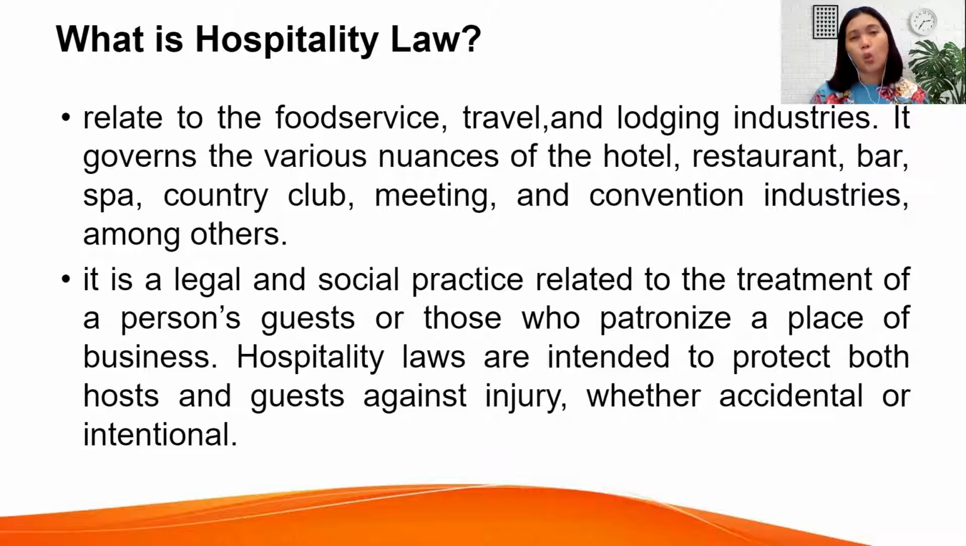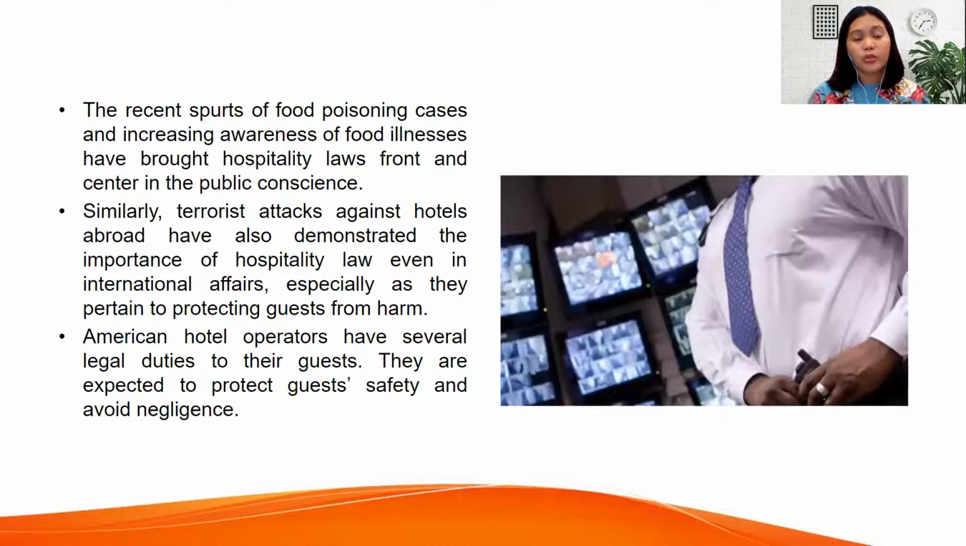So it means that it covers all or most of the hospitality providers involving physical services, which we have in our industry. It is a legal and social practice related to the treatment of a person's guests or those who patronize a place of business. So hospitality laws are intended to protect both host and guest against injury, whether accidental or intentional, because it doesn't mean that customers are always right. When there is a time that your customer hurts you or harms you, then you have the right to sue them in court. Okay?